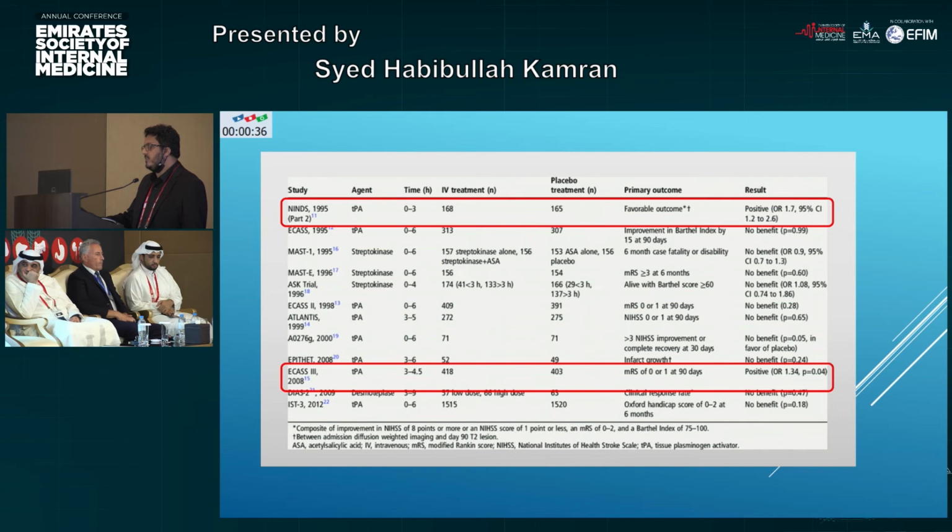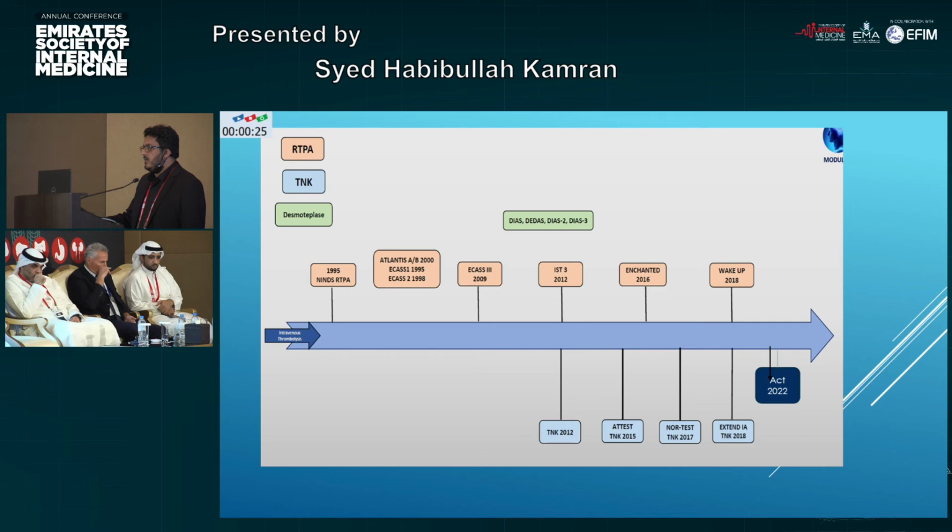So this is the list of trials from 1995 up to 2008. There is a list of trials from ECASS 1 to ECASS 3, and all prove that alteplase has a role. So this is the journey, and the latest trial came in 2022, the ACT trial, which showed that tenecteplase is equally beneficial, and even more beneficial, compared to alteplase. Tenecteplase is a single shot, whereas alteplase, which we give in our hospital, has to be given through infusion over 1 hour. Tenecteplase 0.25 mg per kg, you can give directly.